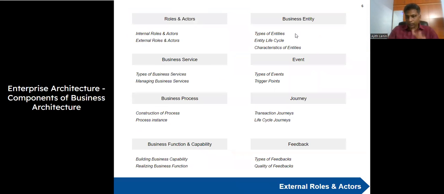So I just briefed all the components we identified as part of the business architecture. It could be roles and actors, business services, business processes, business functions and capabilities which are abstractions of those business functions, business events, business entities, journeys, and feedback. In my view, this constitutes a business architecture, the different components of the business architecture. In the rest of this video, we'll look at roles and actors, and in subsequent videos, we'll look at each of these components in detail. To start with, we'll look at the external roles and actors.